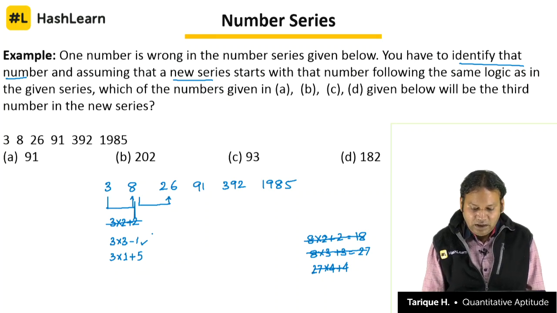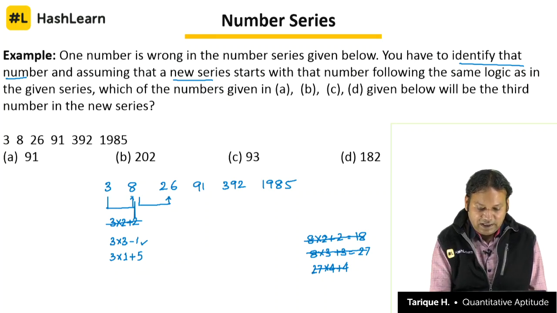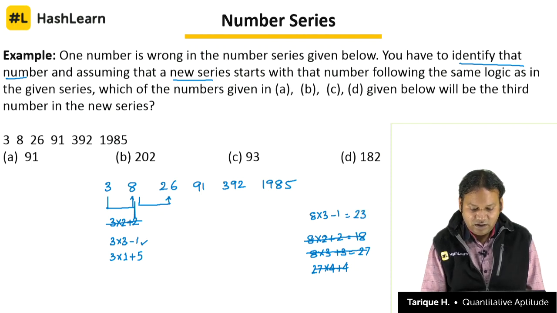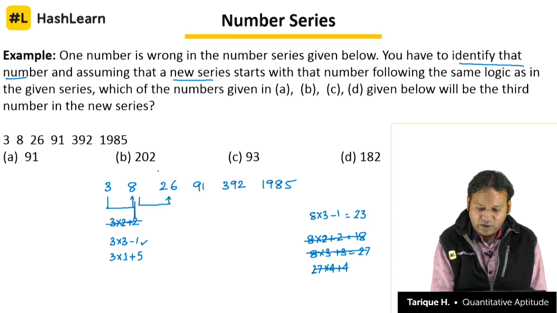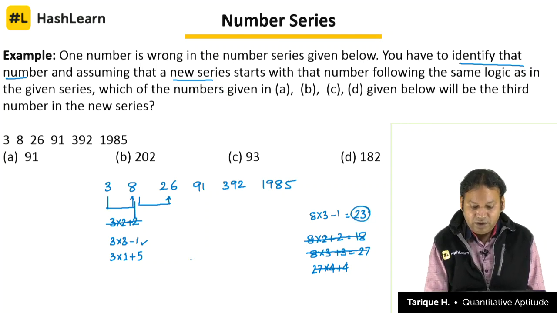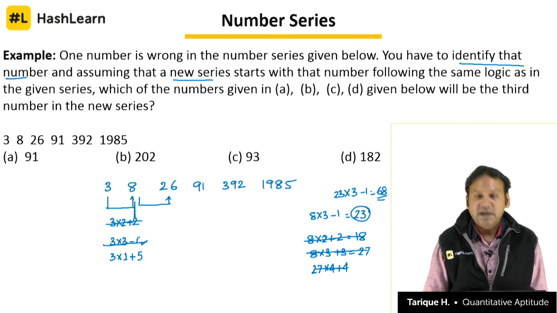So 3 into 3 minus 1, 8 into 3 minus 1, 24 minus 1 is 23. That gives us the right number would be 23. And if I try with 23 to get 91, into 3 minus 1, 23 into 3 minus 1 will not give you 91. That means this is also not right. Then 3 into 1 plus 5, could this be the right case?